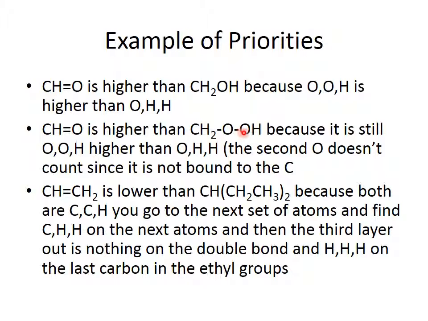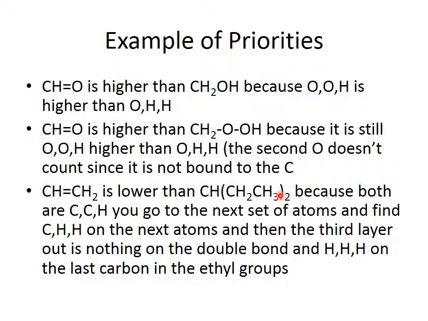Even if I add another oxygen on the outside, it doesn't change the priority because it's not in the first layer, it's in the second layer. This is still oxygen, hydrogen, hydrogen, and this is oxygen, hydrogen, hydrogen. This second layer doesn't matter. It's still 2 oxygens outweigh 1 oxygen.